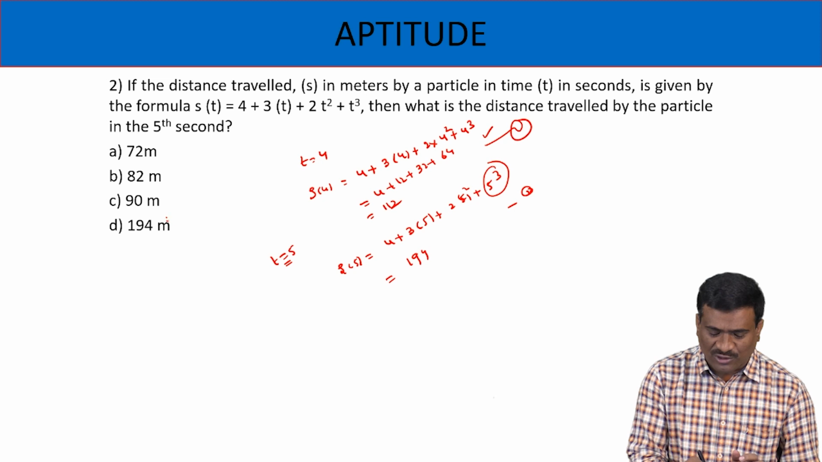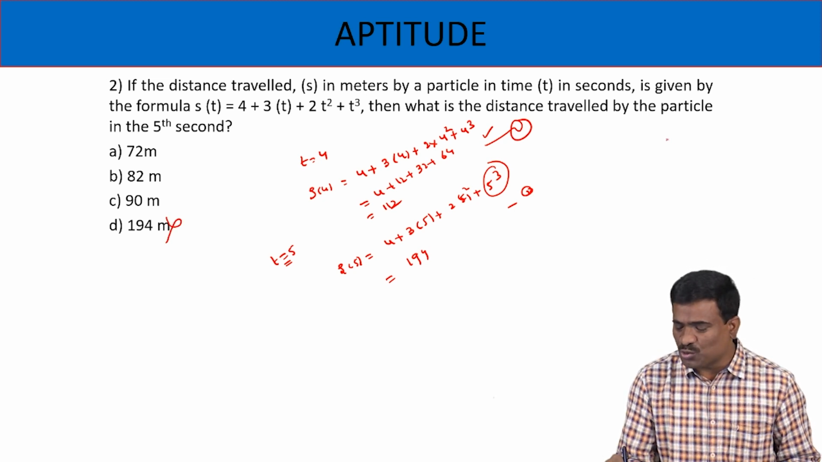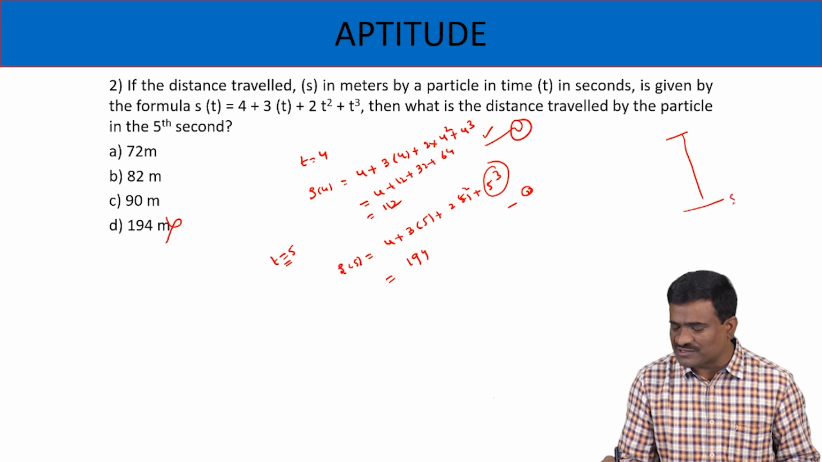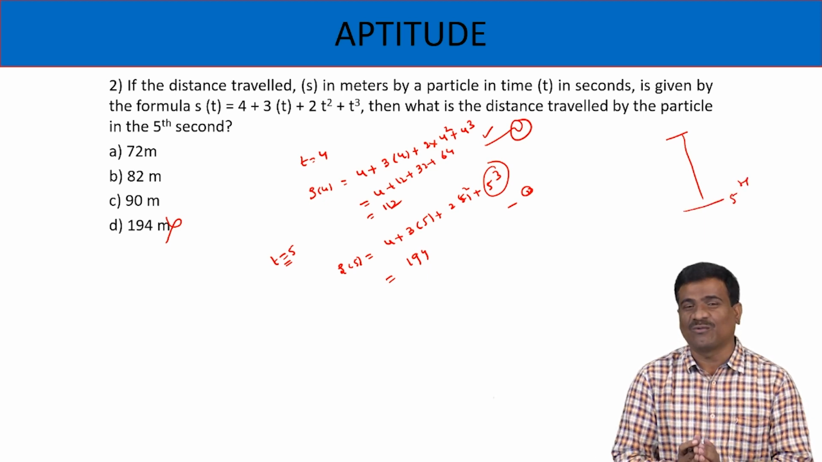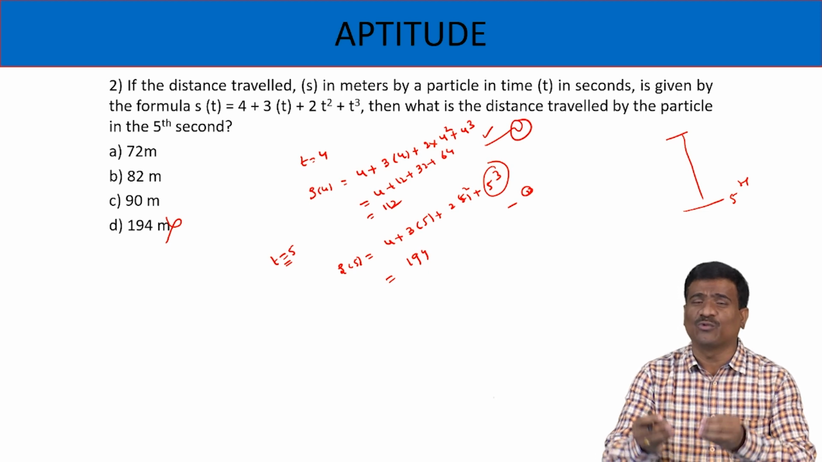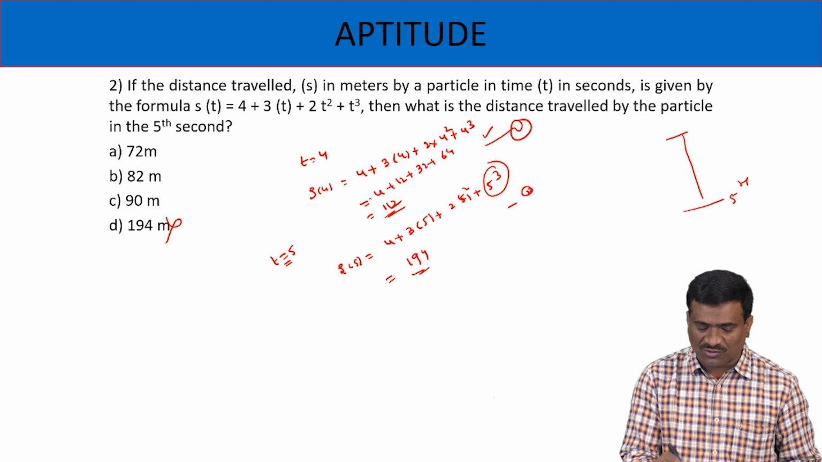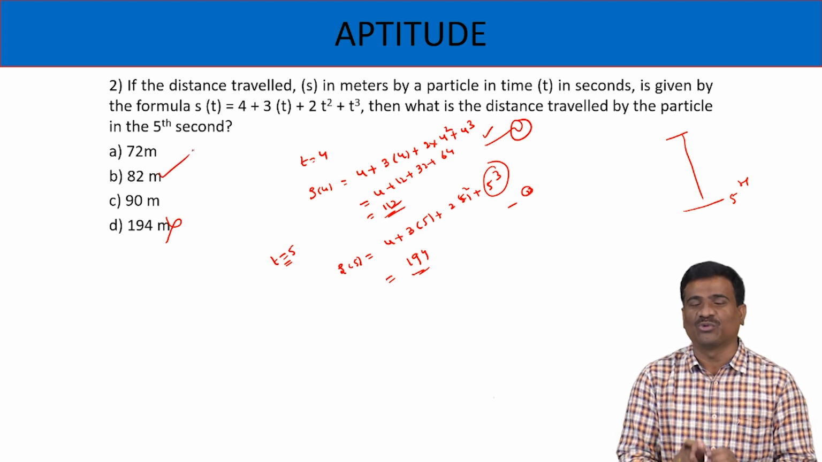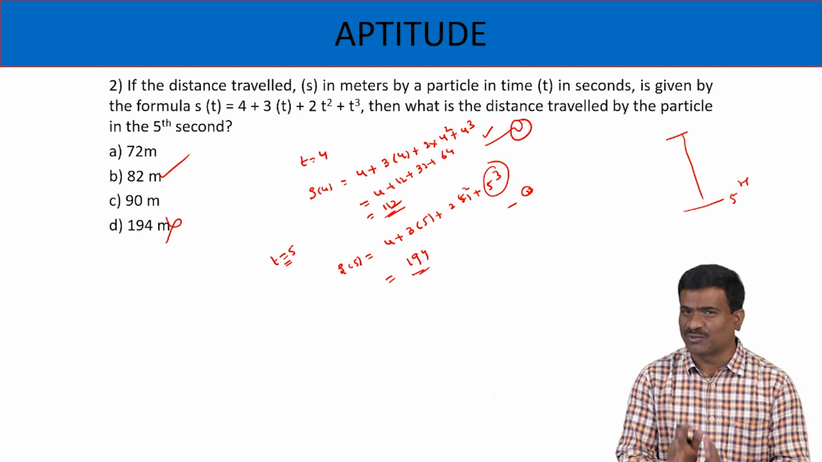But here 194 is not correct. 194 is nothing but the total distance up to the 5th second. We want only the 5th second, which is equal to 194 minus 112, is equal to 82. Option B only correct. This is about the second example method.